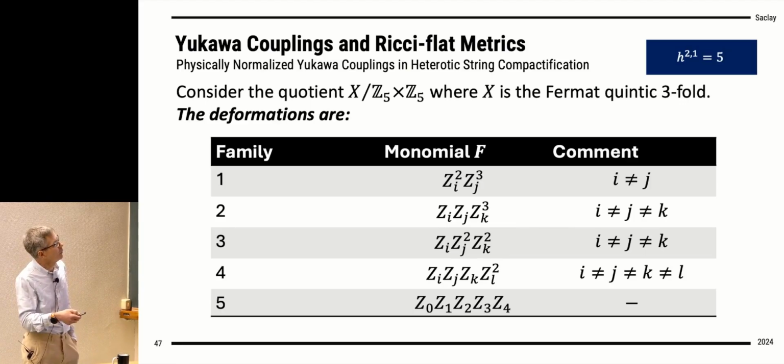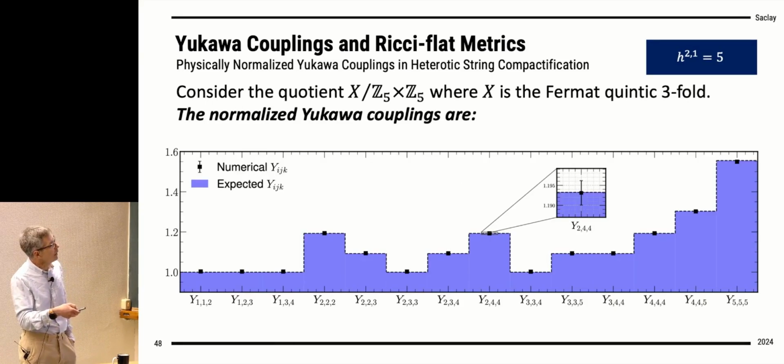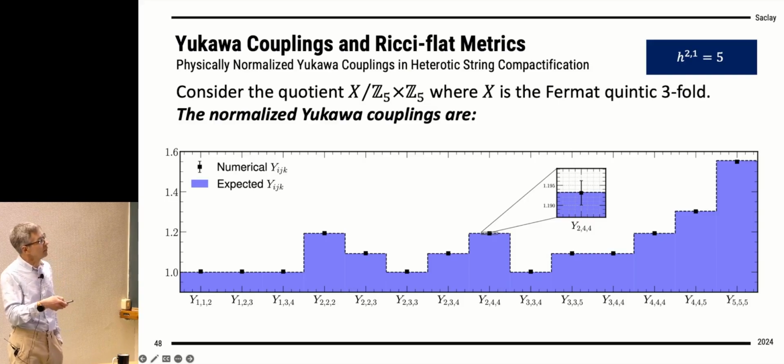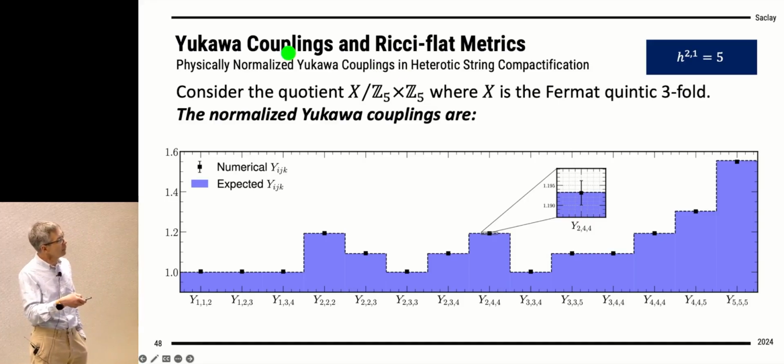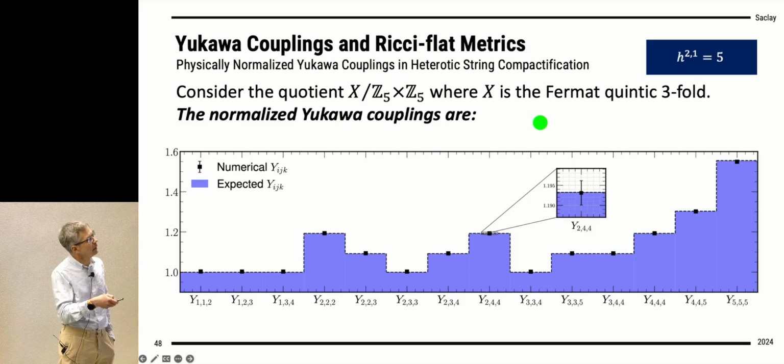I'm not going to go through this here, but in this case, there are normalized couplings which exist for each one of these values. It should really be a histogram here with just lines for each one of them. And this particular case is interesting because it's a quotient of this degree 5 hypersurface in the complex projective space of dimension 4. The Calabi-Yau is 3-dimensional. It has 5 different deformations.